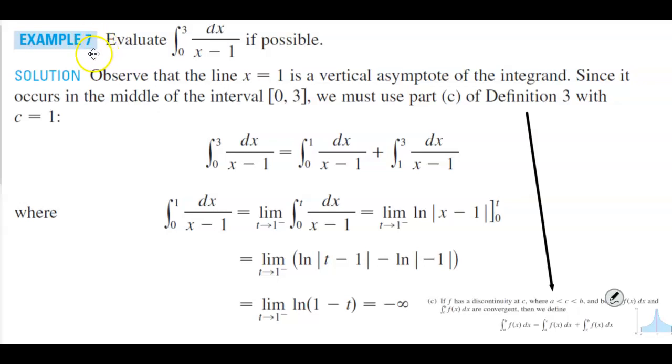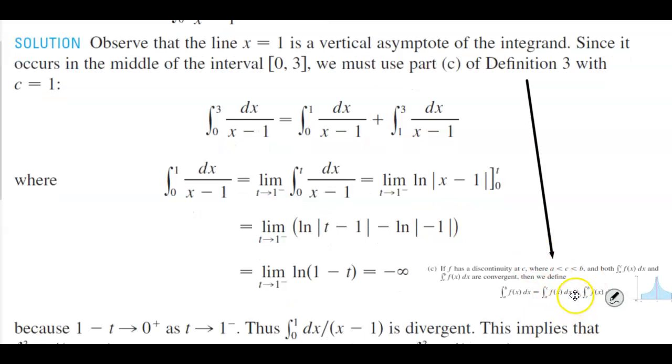For example number 7, we're going to evaluate the integral of dx over x minus 1, going from a lower limit of 0 to an upper limit of 3. Now we're going to observe that the line x equals 1, which is in a denominator, is considered a vertical asymptote of the integrand. Since it occurs in the middle of the interval between 0 and 3, we must use part C of definition 3.